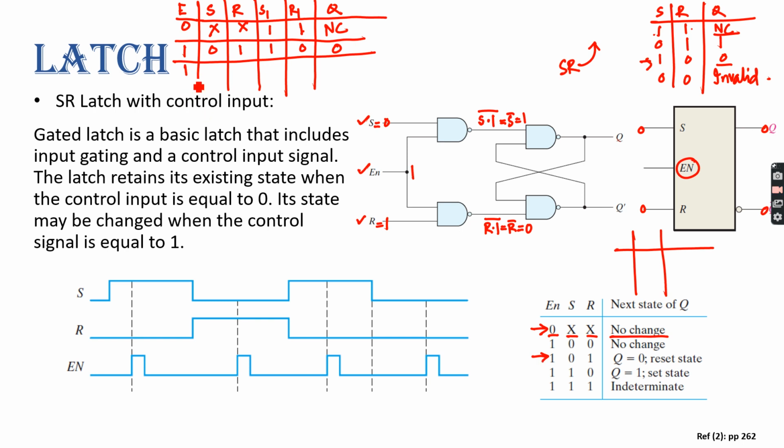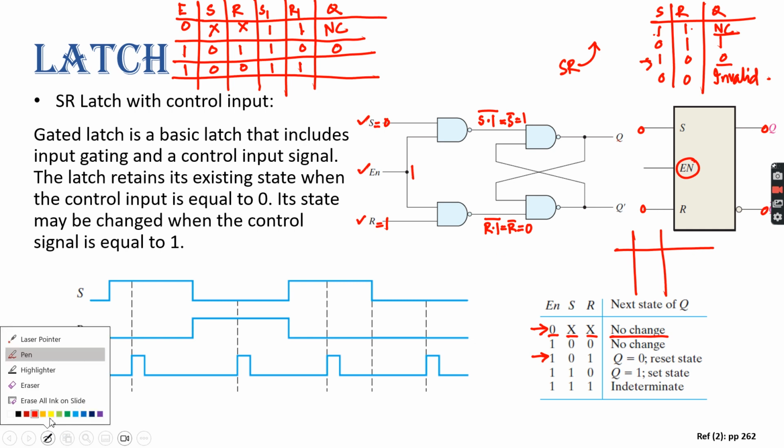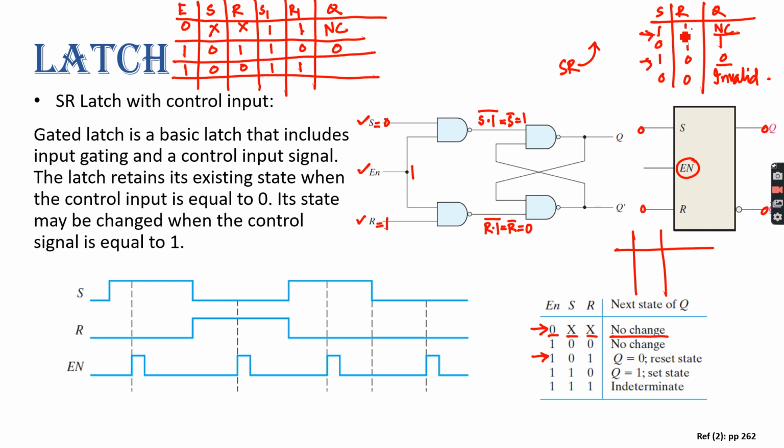Now if enable is 1 and you are putting 0, 0 here, that means this should be 1, 1, right? Because it's a bar here, right? Yes, sir. So for 1, 1, what is my condition? No change. No change. So for this it is also no change. Here you can see, if it is 1 and both are 0, what will be the output? No change.